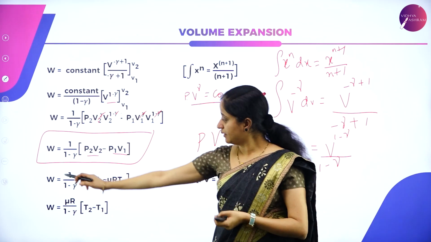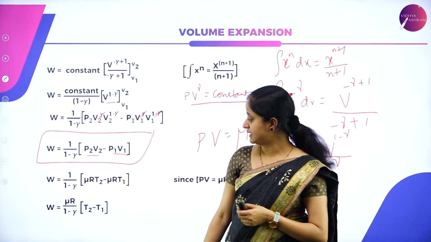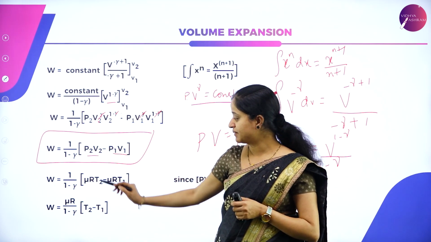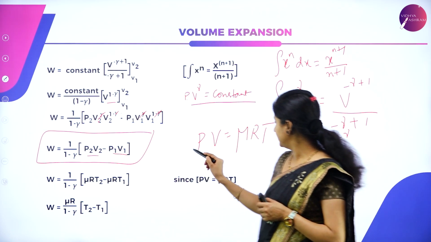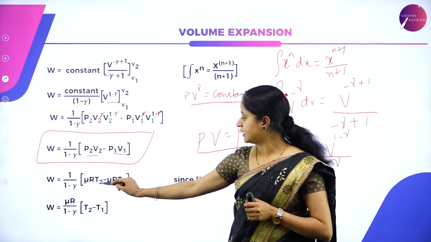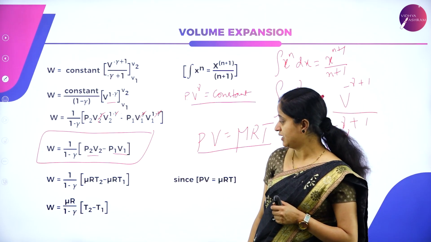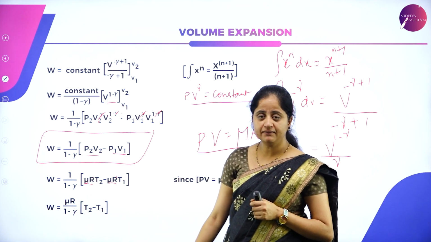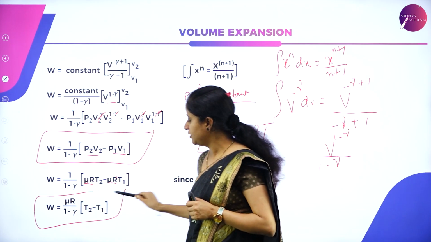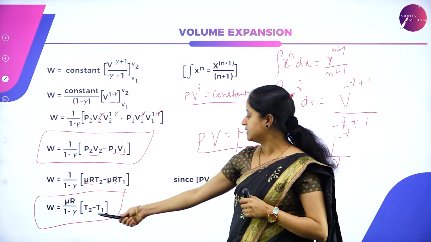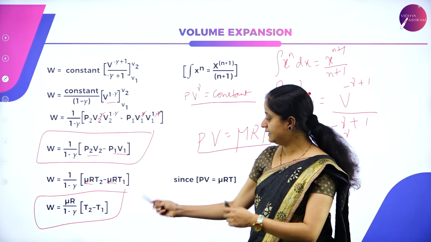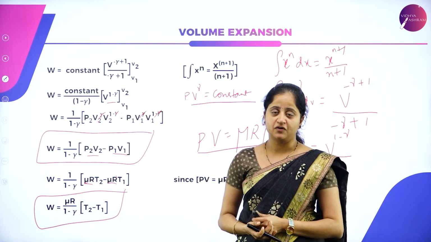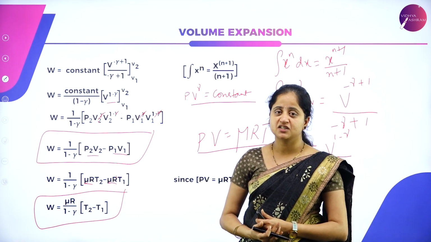So we can write W is equal to 1 divided by 1 minus gamma, when pressure is P2, volume is V2, temperature will be T2, and hence from this equation we can write mu R T2 minus mu R T1. Now here mu R is common, take it outside, and we will get the equation W is equal to mu R divided by 1 minus gamma times T2 minus T1. This is the expression for work done in an adiabatic process. It is a very important point from the examination point of view.